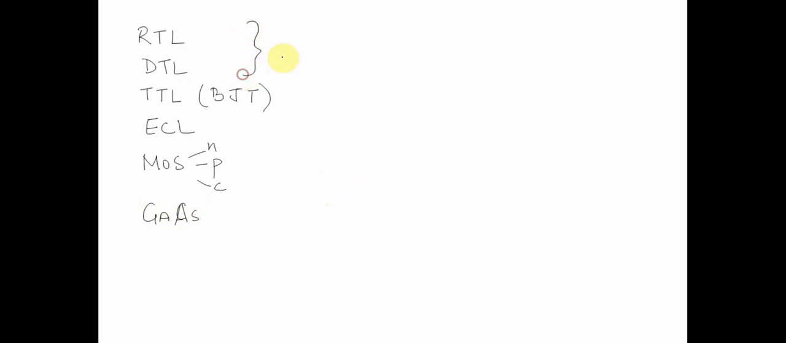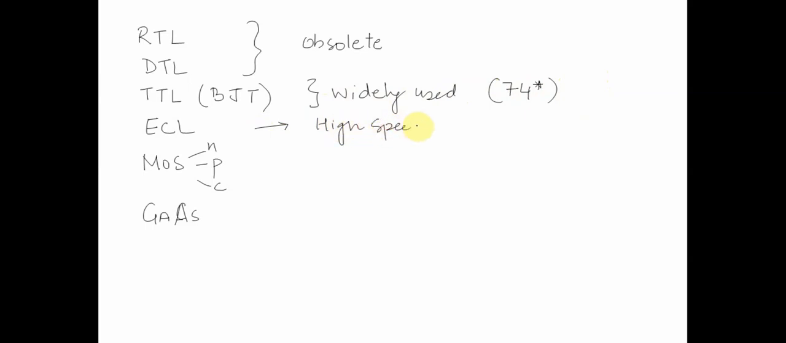RTL and DTL are now obsolete. These were among the earliest kinds of digital IC logic families. TTL is widely used. Bipolar junction transistor logic is widely used, and as I mentioned in one of the previous lectures, all the 74 series ICs, all the NAND gates 7404, 7410, are usually made using the TTL digital logic family. Emitter coupled logic is also widely used, and this is used for high speed operation. We saw a few characteristics in one of the previous lectures, and I will be briefly touching upon that as well, where ECL is used for high speed operation and gallium arsenide is used for very high speed operations.